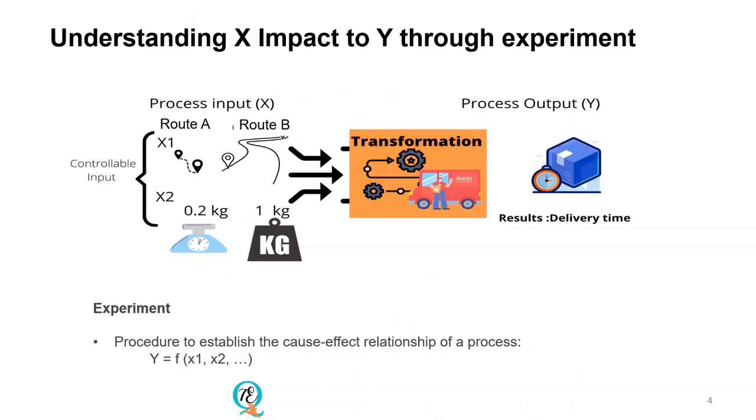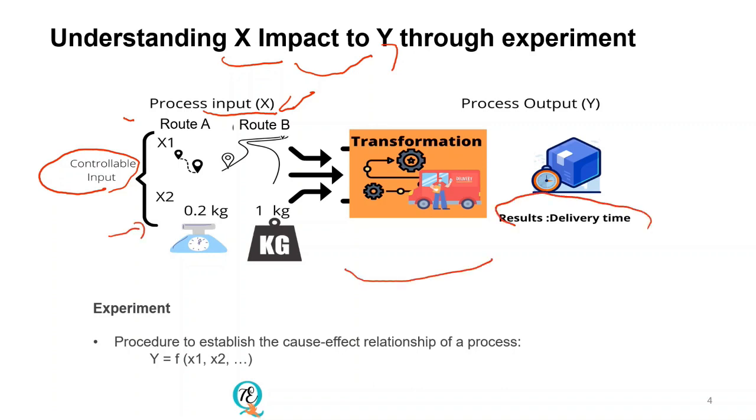Let's go back to our package delivery example, where we would like to determine what are the X that could potentially impact the Y here. We will select the potential process input X, controllable input, the routes, and also the weight of the packaging and how it impacts the delivery time, which is Y.